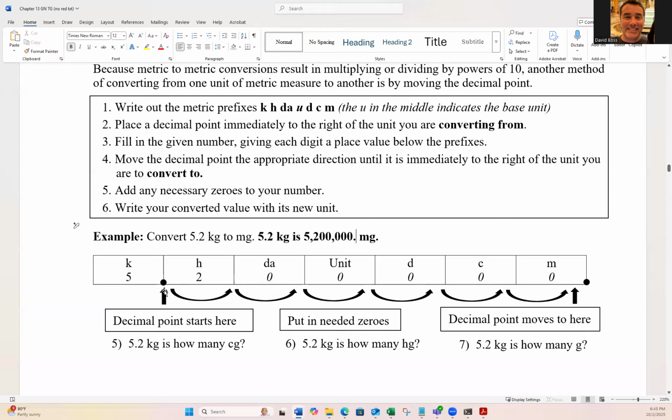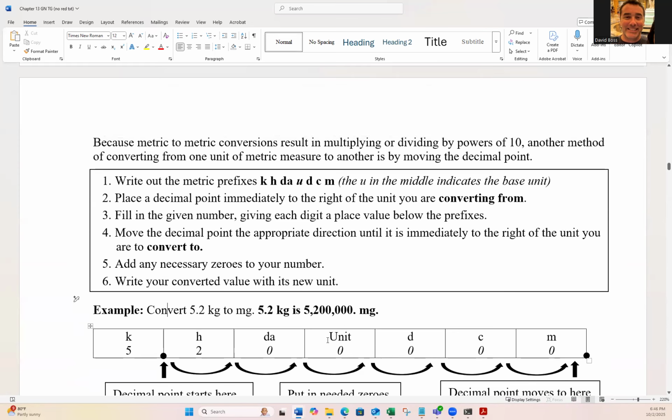So this is 5.2. You then move it 1, 2, 3, 4, 5, 6. The decimal point is here. So you have to add all of these zeros. That's how you go from 5.2 kilograms to 5,200,000 milligrams. So the decimal point starts here. You put in zeros as needed. 1, 2, 3, 4, 5, 6.